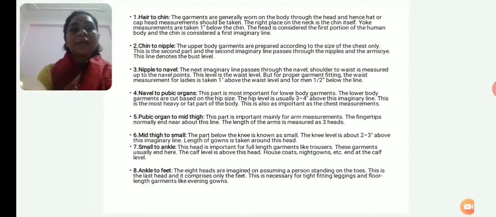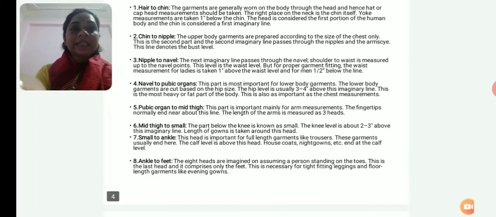Navel to pubic organs. This part is most important for lower body garments. The lower body garments are cut based on the hip size. The hip level is usually 3 to 4 inch above the imaginary line. This is the heaviest or fattest part of the human body. This is also as important as the chest measurement.